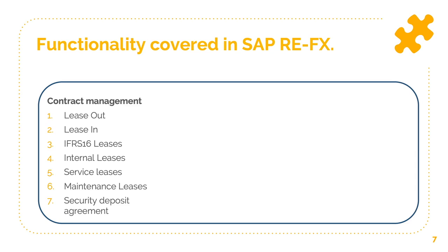So in contract management, what kind of contracts can we create? Basically 2 types of contracts we have. One is lease out with your tenants, and second is lease in with your landlord or property owner. And then we can maintain contracts for non-RE objects like equipment and vehicles under IFRS 16 leases. Also we can have internal leases in the company, in the departments. We have service and maintenance leases with service providers, and then we have security deposit leases which safeguard the main lease.